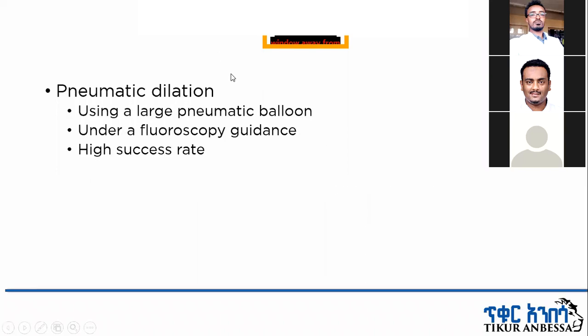Second is pneumatic dilation. So this is using a large pneumatic balloon. This is not the balloon which we use for esophageal strictures for other causes, but a large pneumatic balloon, and it should be done under fluoroscopy, under X-ray vision. It has a very high success rate, actually. It's almost equivalent to surgical intervention, and it's first-line therapy in the majority of centers. So pneumatic dilation is the preferred option.